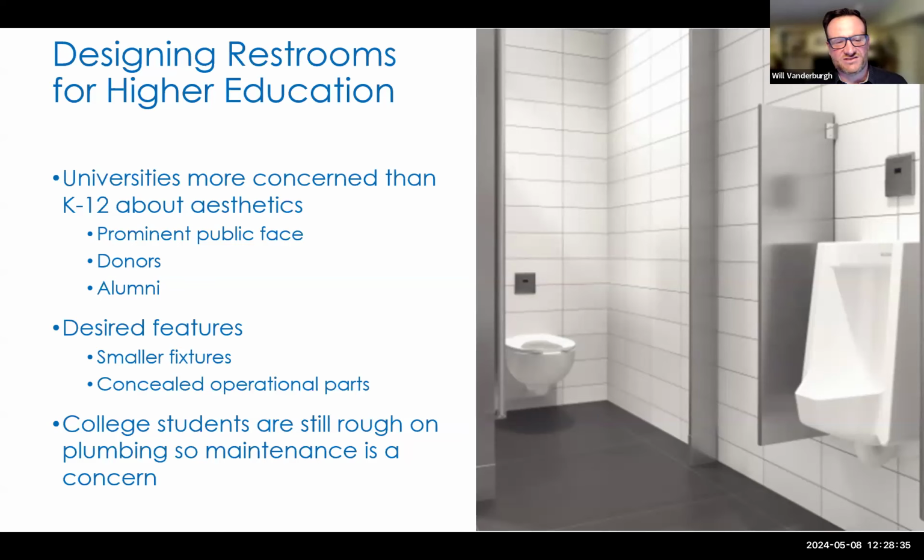Some of the things that they're interested in now are going to a smaller fixture, particularly in urinals. They want something that's smaller and more aesthetically pleasing, and concealed flush valves. So now flush valves that are hidden behind the wall provide a much cleaner, more attractive appearance than an exposed flush valve would.